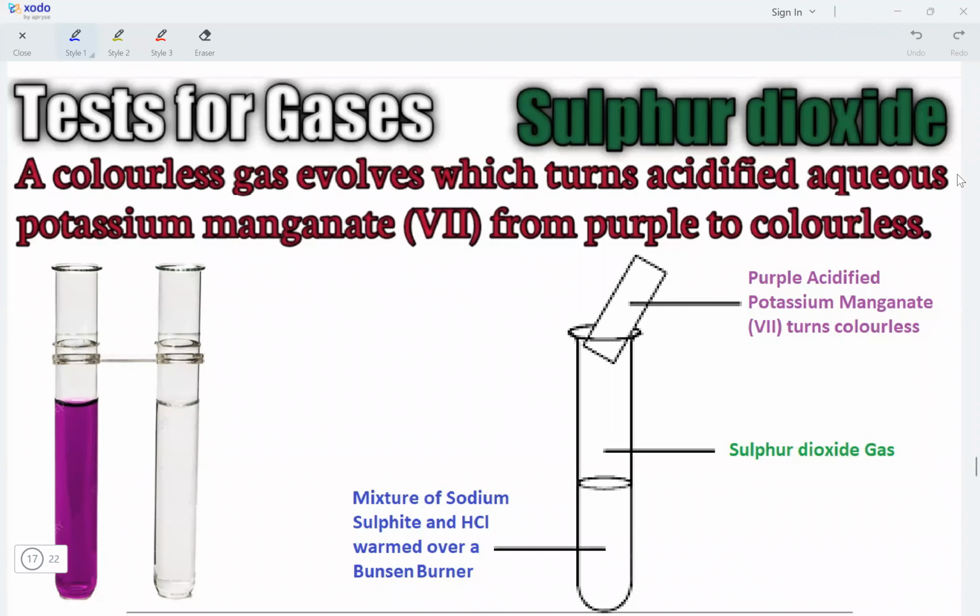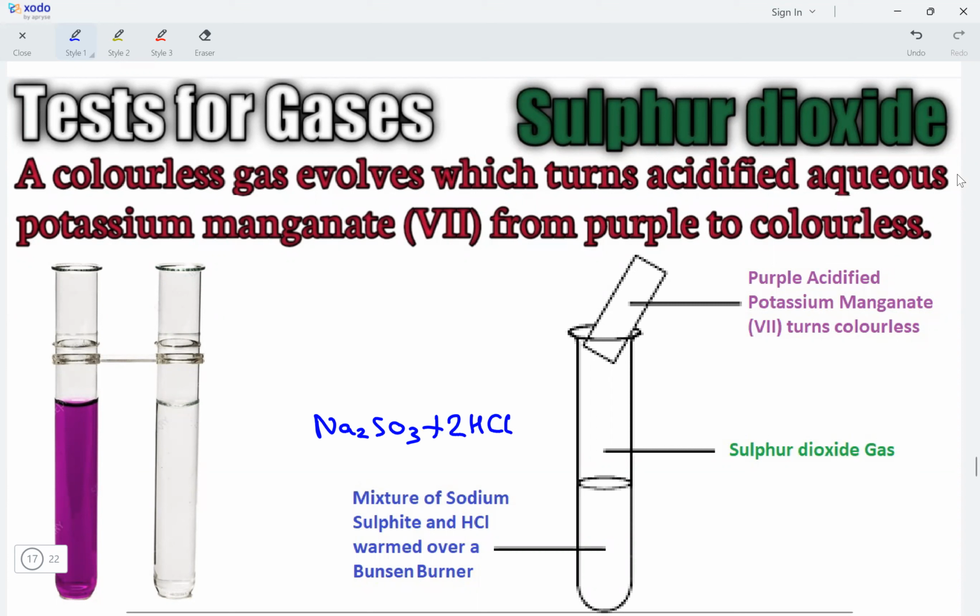The next gas we are testing for is sulfur dioxide. And sulfur dioxide can be produced by looking at the reaction shown in the diagram on the right. We have a mixture of sodium sulfite. Sodium sulfite is Na2SO3. This is sodium sulfite. And HCl. So this would react with 2 moles of HCl.